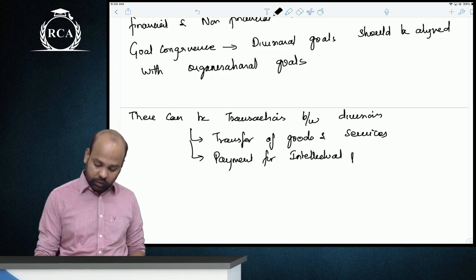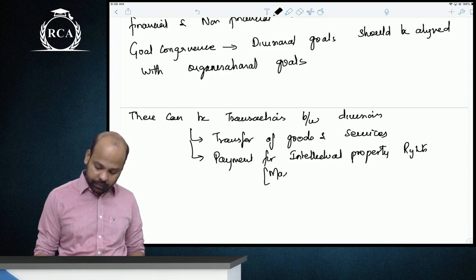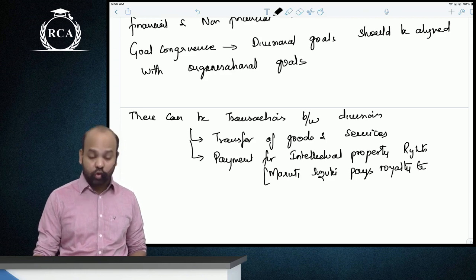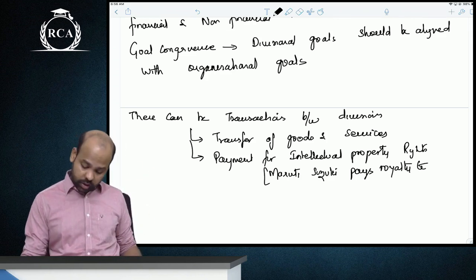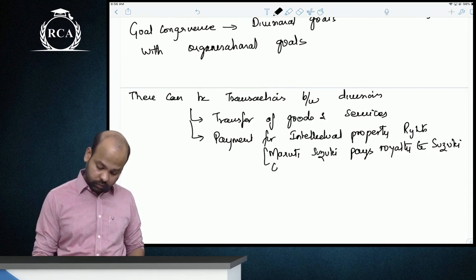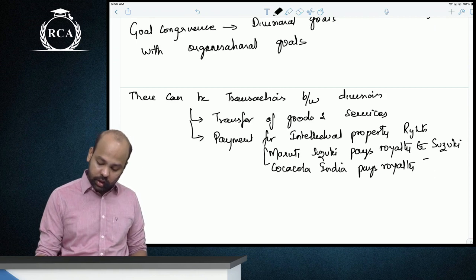For example, Maruti Suzuki pays royalty to Suzuki. Coca-Cola India pays royalty to Coca-Cola for every bottle sold. These are payments for intellectual property rights.